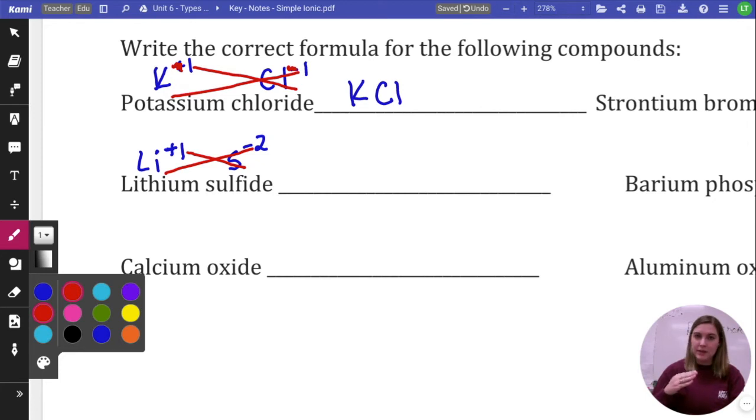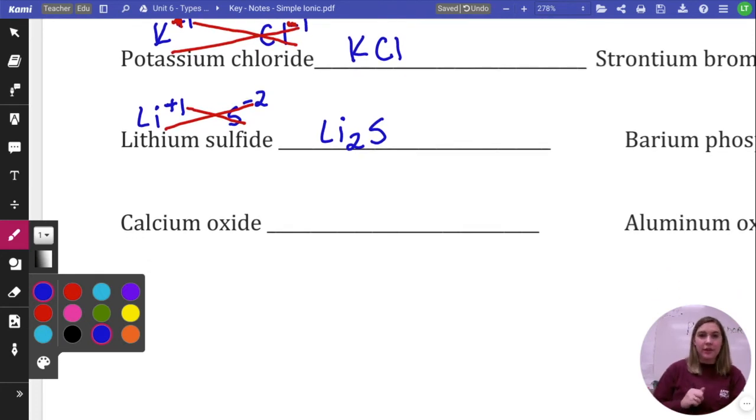Drop our positives and negatives. Our charges no longer matter. And then reduce. We have a 1 and a 2. So those can't be reduced down any further because we already have the lowest ratio between those numbers. So our final formula is going to end up being Li with a 2 and then S. And the number next to S should be a 1. 1s are assumed, so we don't need to write it. So our final formula would be Li2S.